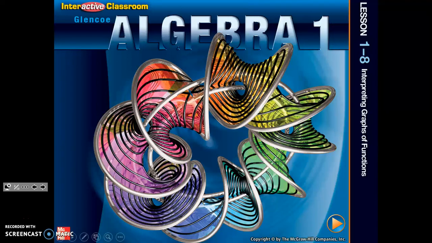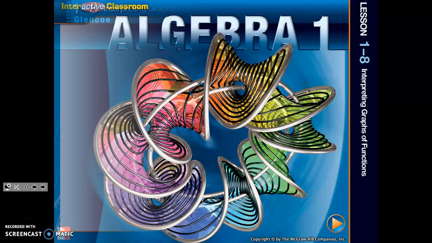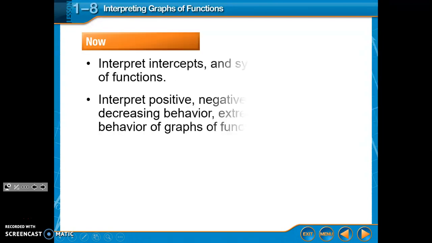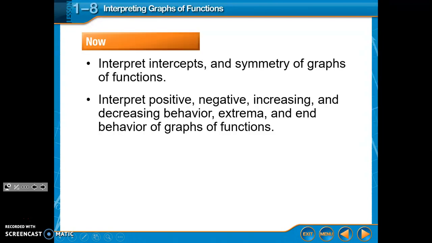Lesson 1-8, Interpreting Graphs of Functions. In this video, you will learn to interpret intercepts and symmetry of graphs of functions, as well as interpret positive, negative, increasing, and decreasing behavior, extrema, and end behaviors of graphs of functions.